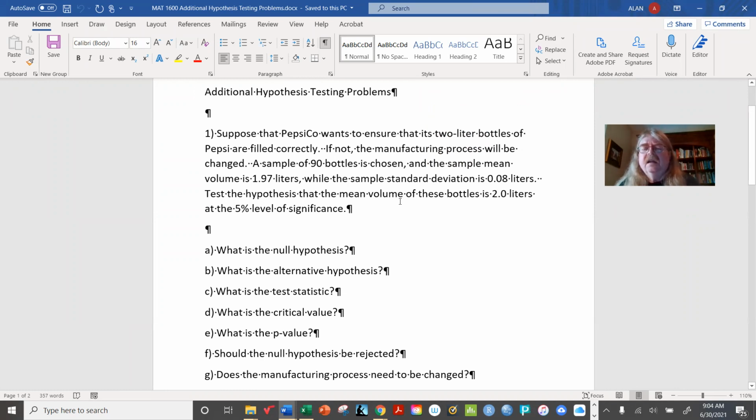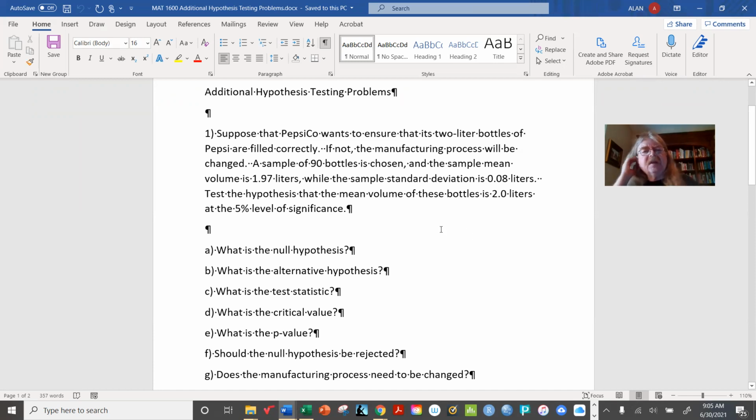Now, it's never going to be perfect. There's always going to be some deviation from one bottle to the next, but we want to keep it down to a minimum. So what we're hoping to find with this test is that we cannot reject the null hypothesis that they do in fact contain 2 liters of soda. In other words, the discrepancies are so small that we don't have to worry about it.